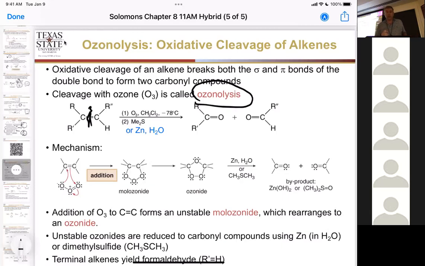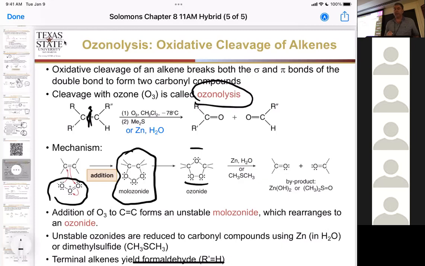Okay, so let's look at that. So the mechanism is you have this material here. And this does what we call a 1,3 dipolar addition to create this intermediate, okay? This intermediate is not very stable, and it's going to rearrange to give you 2 oxygens on one side and 1 oxygen on the other side. And then all you have to do is use a reducing agent to break some of those oxygen bonds.